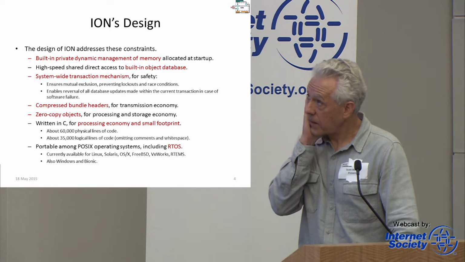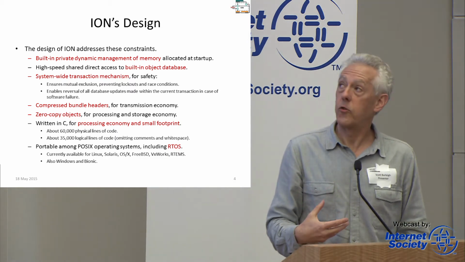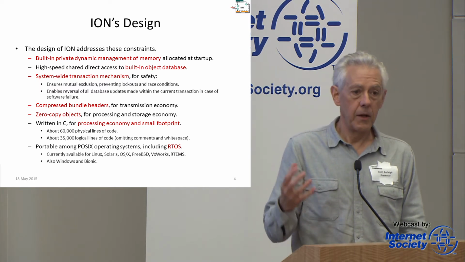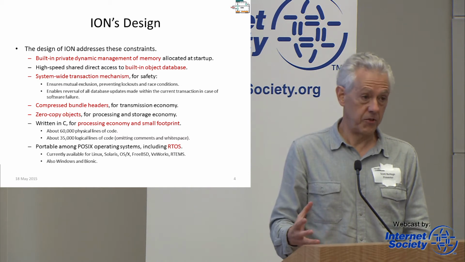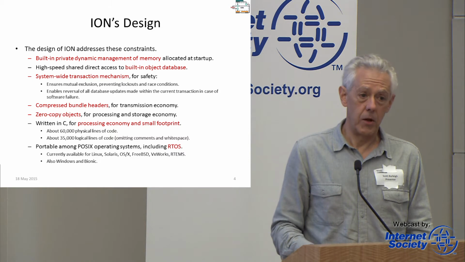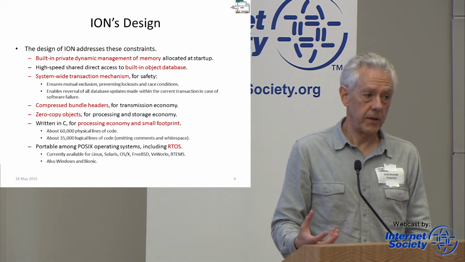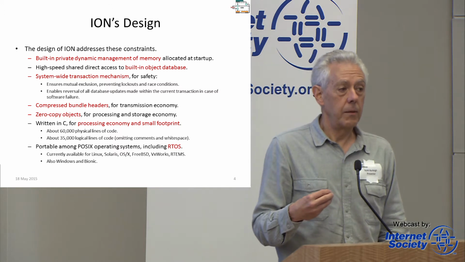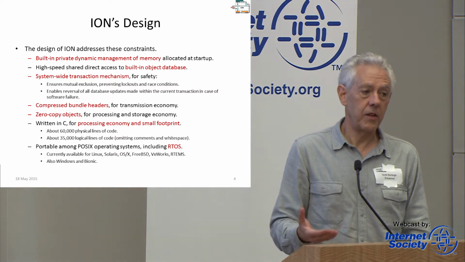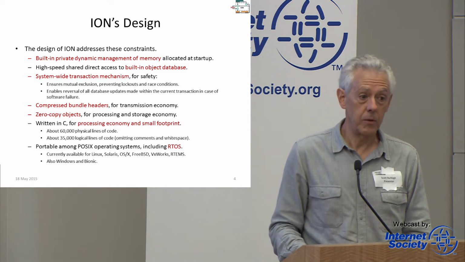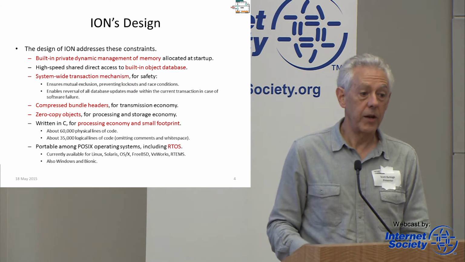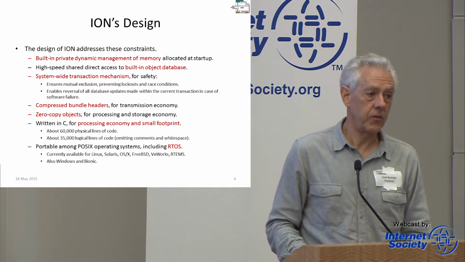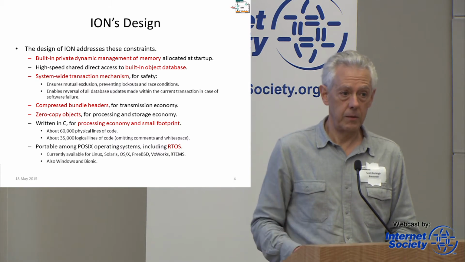Next slide. So the design of ION was intended to address all of those constraints. It has its own built-in private memory management system, so that you can allocate one fixed chunk of memory to ION at the beginning of the mission, and ION manages it privately from then on, and there's never any subsequent allocation of system memory. There's a built-in object database for data management, and that's a high-speed and highly reliable object database system with a transaction mechanism that's built in to enable backing out partial updates to the database to avoid data integrity problems.